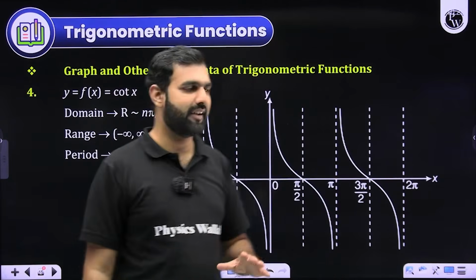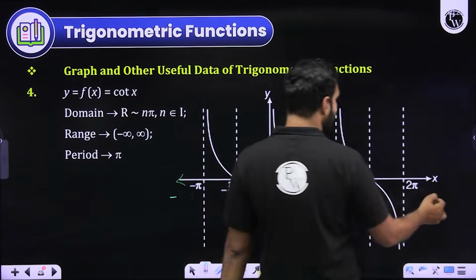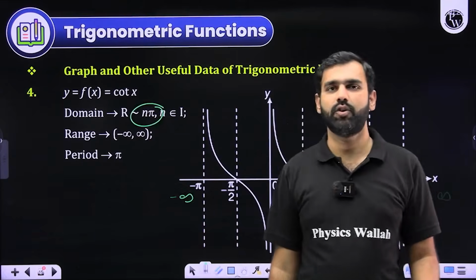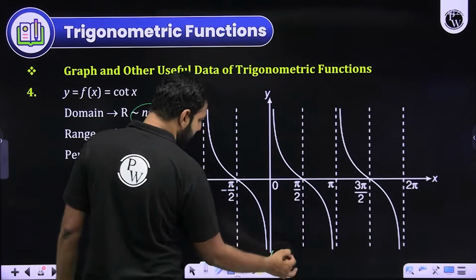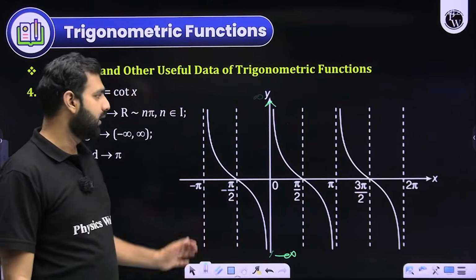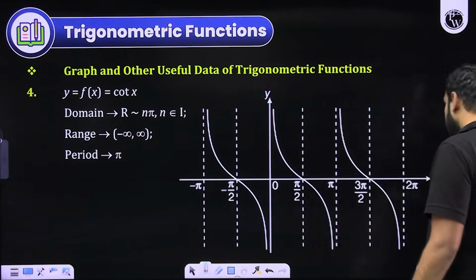I hope you're getting it very clearly. And of course, if I again talk about its domain, it will be all the real numbers except for multiples of pi, because there cot x is not defined. If I talk about its range, you won't hesitate in saying, sir, we can see its range from minus infinity to infinity, all the real numbers. Again, a periodic function with period pi. Are you able to make some sense out of it?